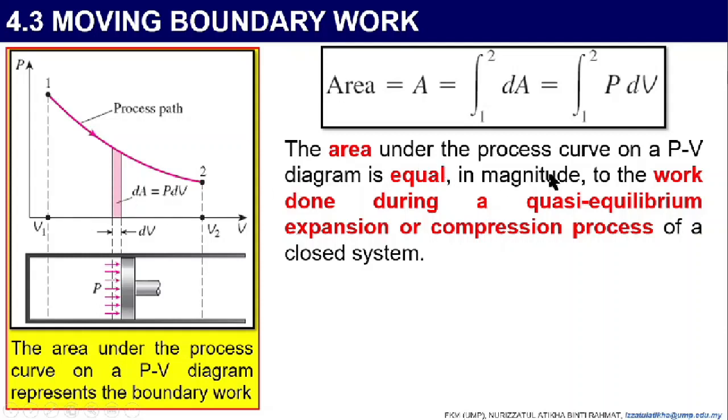The area under the process curve on a PV diagram is equal in magnitude to the work done during a quasi-equilibrium expansion or compression process of a closed system. Remember, the area below the process path in a P-dV diagram is equal to the total moving boundary work of the system.